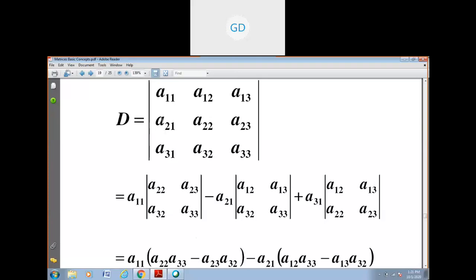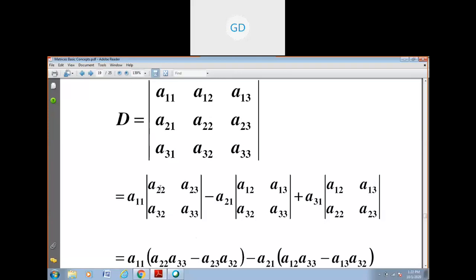So the sign to be considered along with the elements is like this. This is plus, this is minus, this is plus. So that's why A11 plus, A21 minus and A31 plus. Along the first row, if we expand it, then first one will be plus, second one will be negative and third one will be positive. So first plus, second minus, third again plus. So along the first row if we go for an expansion, this is a convention actually, a sign convention.